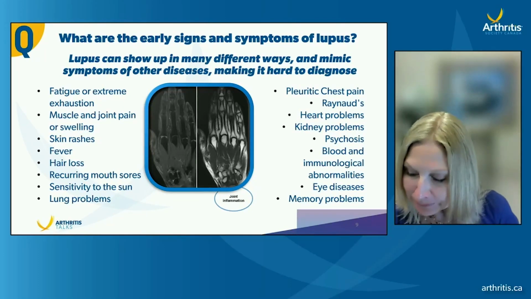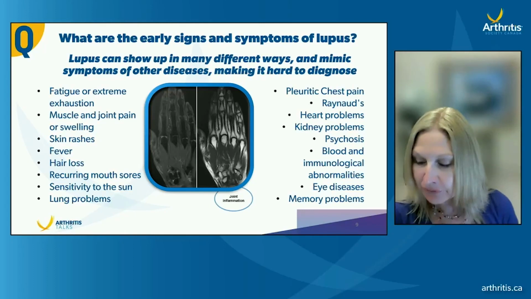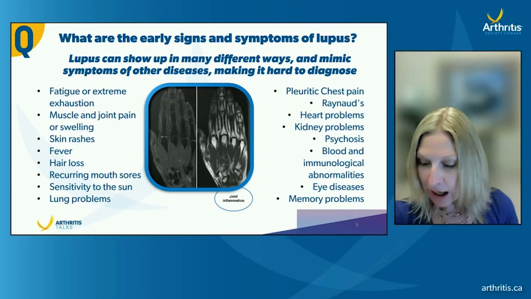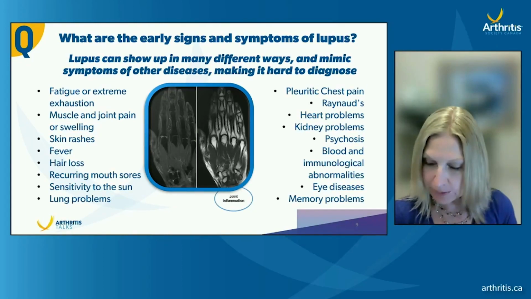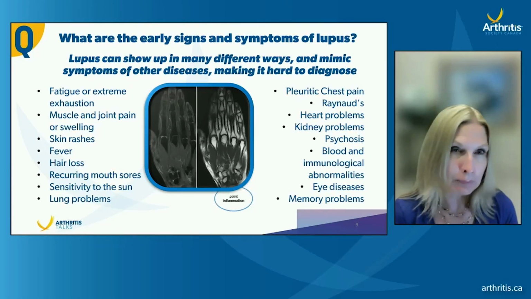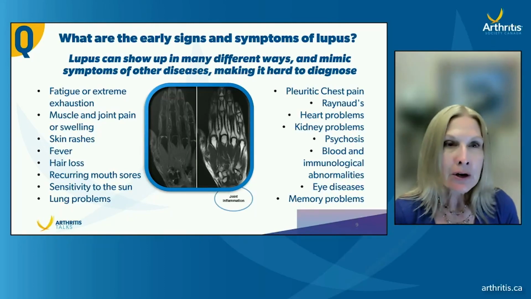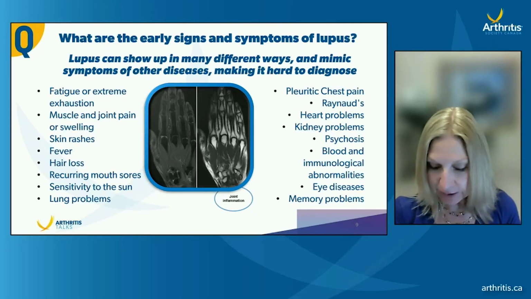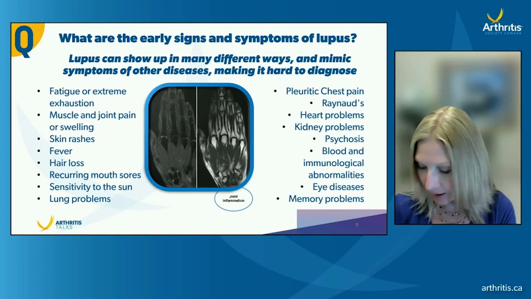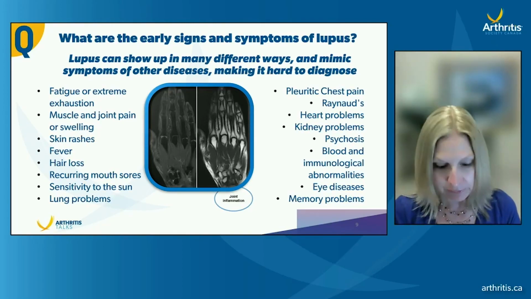The other symptoms of lupus can really cause chest pain, Raynaud's phenomenon where fingers turn white and blue, heart problems, kidney problems, brain problems, blood abnormalities, eye problems, memory issues. This is only a partial list. So there are a lot of different things that can add up to lupus, and it is one of the things that makes it very difficult and complicated.